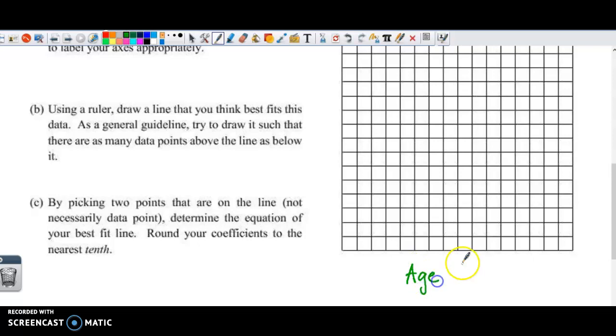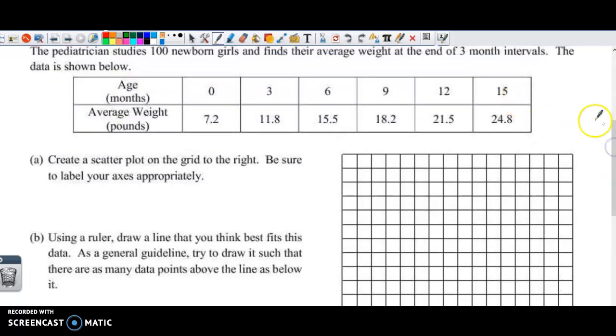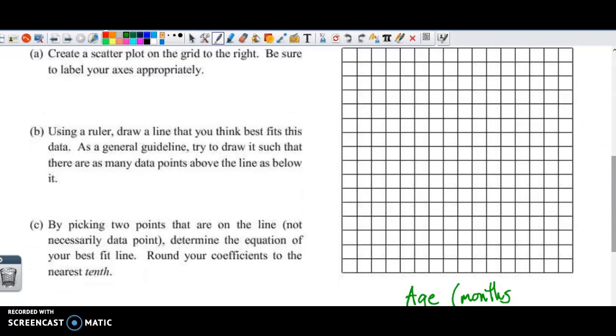And I haven't looked that closely at this yet, so I don't know if counting by ones is appropriate to get from 0 to 15. But it looks like it probably works. I'll just count by threes. 3, 6, 9, 12, 15. Okay, so the box is a little bit larger than what we need.